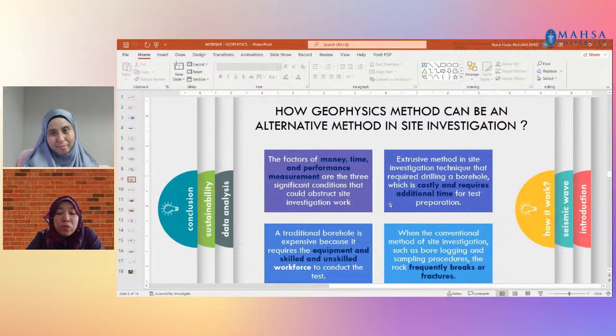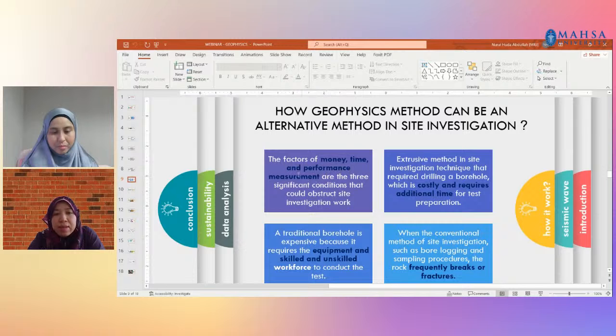Because if you use the borehole, it will be highly costly. If we use the geophysics method, the number of boreholes will be minimized. We no need to have many boreholes in the site investigation. And the borehole will provide information at discrete points also.